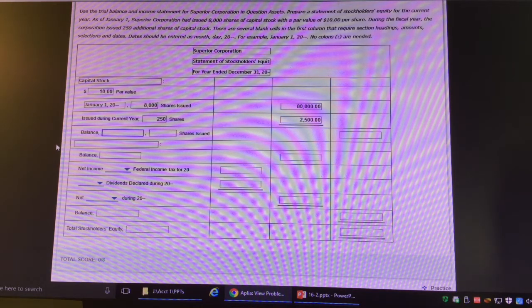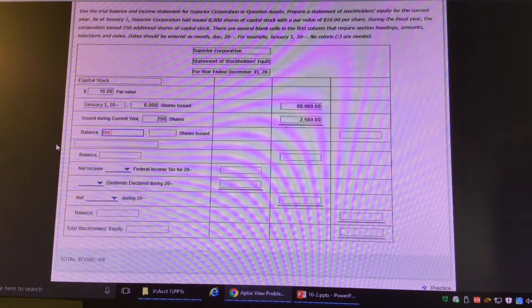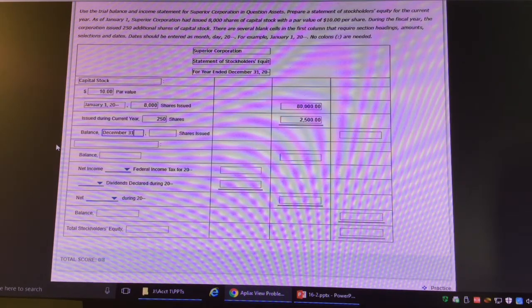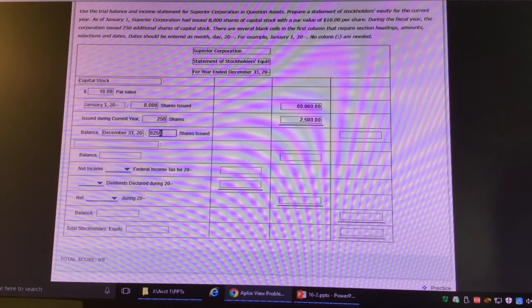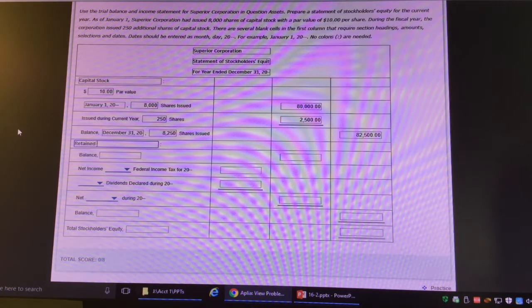The balance at the end of the year, December 31st, is 8,250 shares. We combined the beginning balance and the shares sold through the year to get this value. The total is the total of the dollar amounts. So 80,000 and 2,500 gives us 82,500. That is section 1. Now we're going to go on to section 2, the retained earnings.